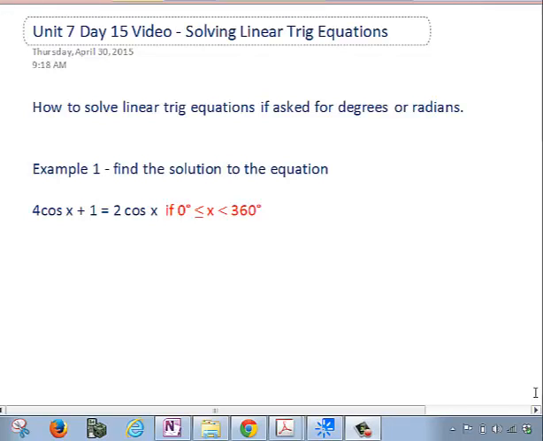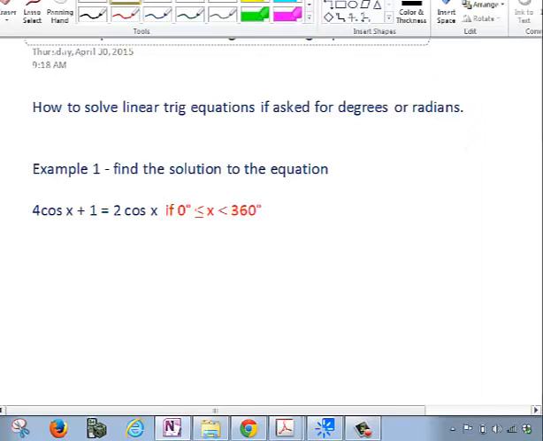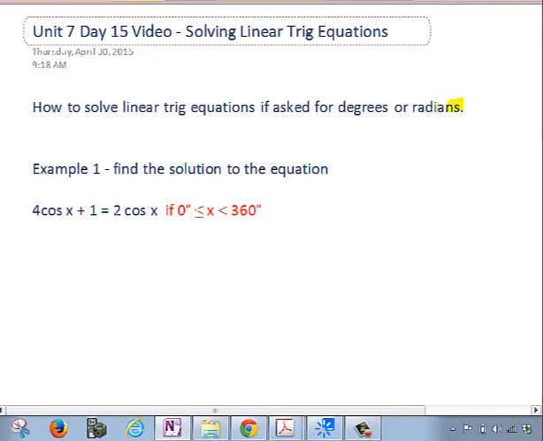McAllen, and it's Unit 7, Day 15. We're going to solve linear trig equations today. We had a little introductory video yesterday. We're going to do some more with it, and we are going to talk about how we deal with radians today. So I'm just going to highlight radians just to make sure that I keep note of that.